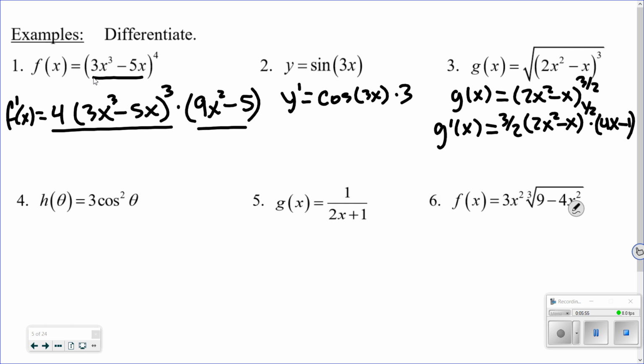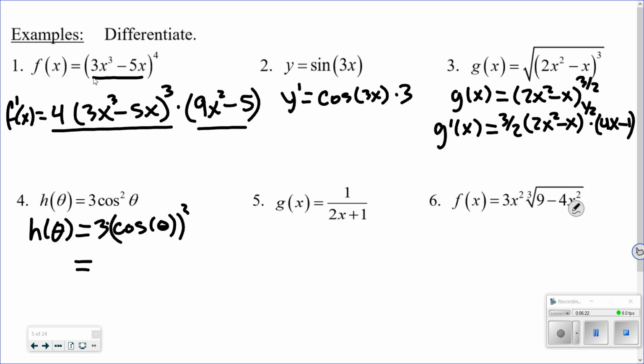Number 4, be careful with this one. I'm going to rewrite it again. 3 cosine squared of theta is really the same thing as saying 3 times the cosine of theta squared. So we've got that 3 on the outside, but remember the 3 is really just a scalar multiple. So we don't have to worry about it.